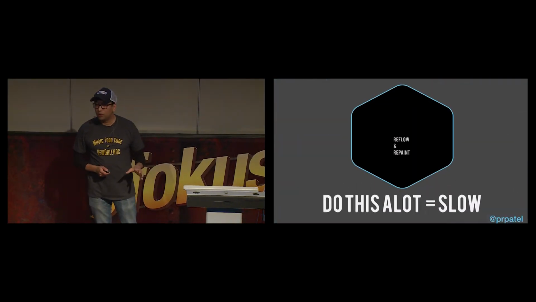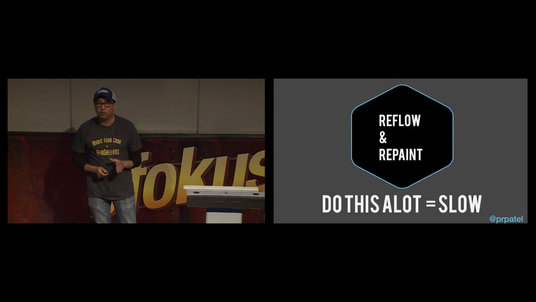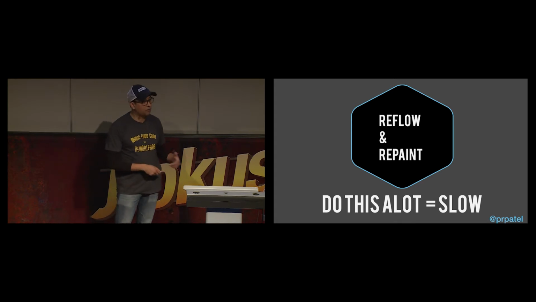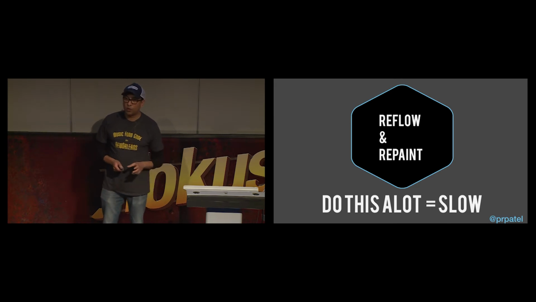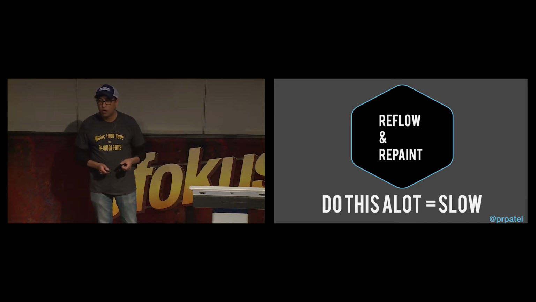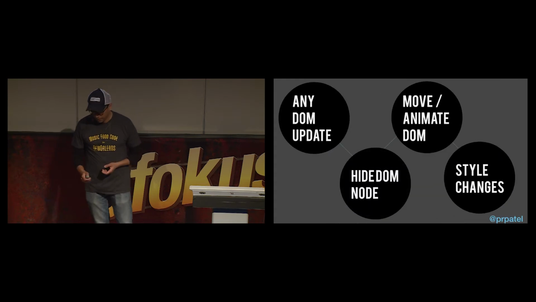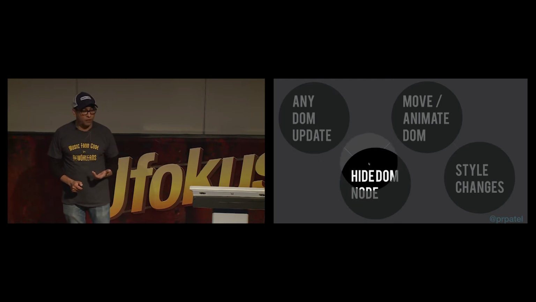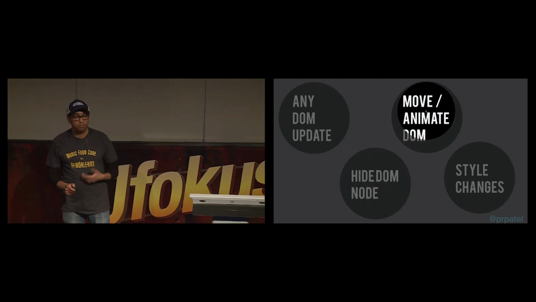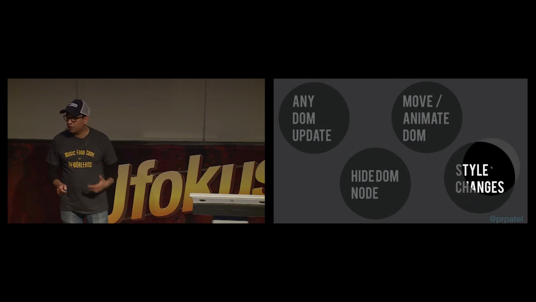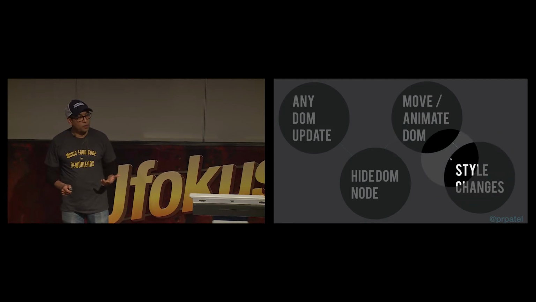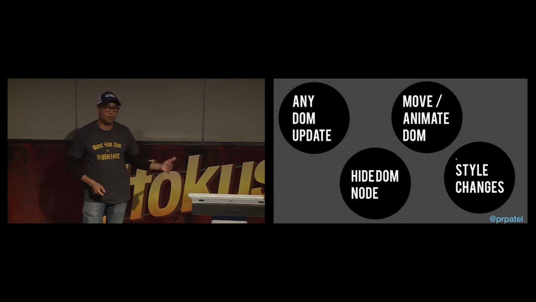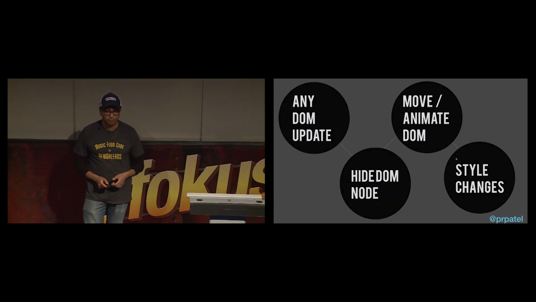But what we want to do is avoid that last thing, because that's the most expensive thing when we build a web application and need to add stuff or update the view, show some new data, whatever it may be, right? So we want to avoid doing reflows and repaints as much as possible. What triggers a reflow and repaint? Well, anytime you do a DOM update, if you hide a DOM node, that triggers a reflow and repaint. If you move or animate a DOM, reflow and repaint. Do some style changes, change some CSS, that triggers a reflow and repaint. So these are the things we want to avoid to get the best possible performance out of our browser application.